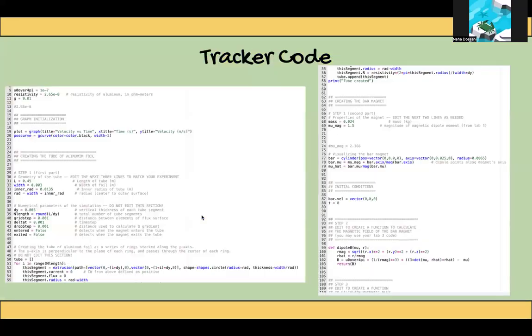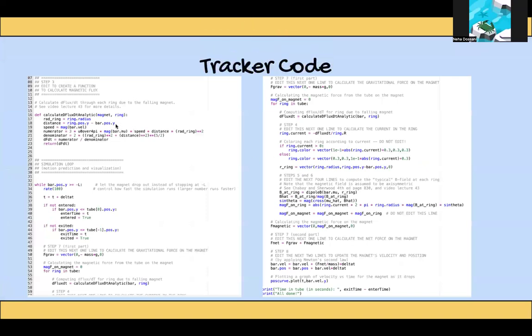For my tracker code, I had to input values like mu over pi, resistivity, G, and the geometry of the tube, which includes the length, the width, the inner radius, and the outer radius. In this second image, I had to input the magnitude of the magnetic dipole moment, which I found was 1.5. Then they gave me a value to use, 2.166, which I will use to get 2 different graphs. You will see this in the further slides.